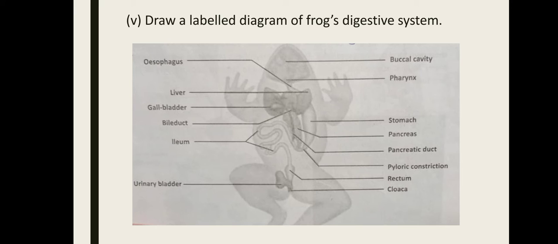Then the question is to draw a labeled diagram of frog's digestive system. So here is shown the digestive system of frog and it is labeled as well, starting from esophagus, liver, gallbladder, bile duct, ileum, urinary bladder, buccal cavity, pharynx, stomach, pancreas, pancreatic duct, pyloric constriction, rectum and cloaca.